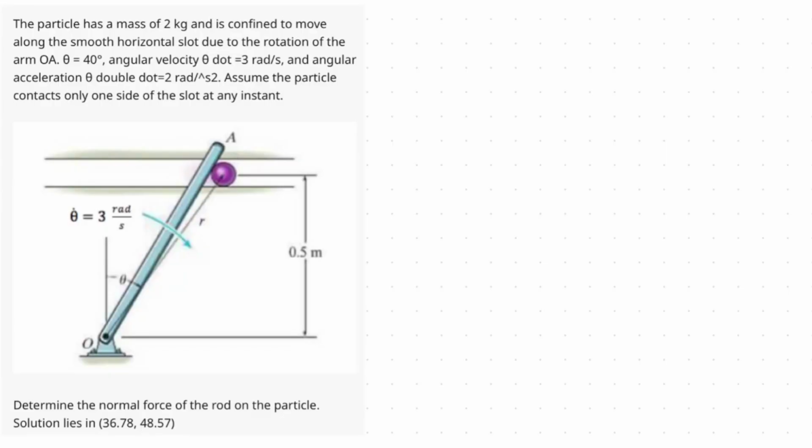So let's label what we know, right? We have a mass, which is 2 kilograms. We know theta, that's 40 degrees. We know theta dot, and that's 3. And then we know theta double dot, and that's 2. And that's about all we're given, right? And we're given this structure here. And our goal is to figure out what we should do, right?